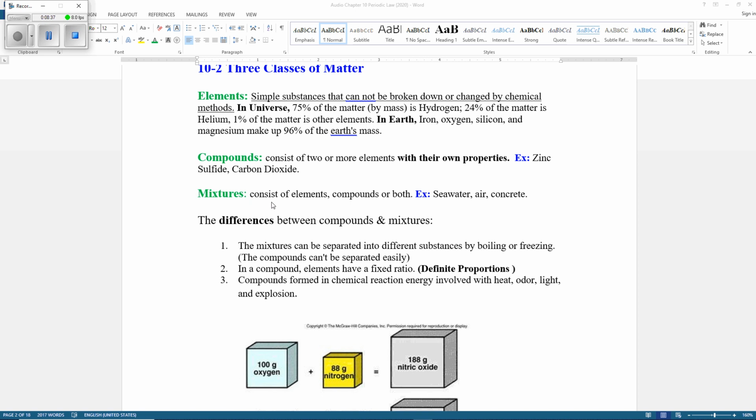A mixture is when elements or compounds combine physically. They just mix together, like seawater, air, and concrete. So remember a few examples. They are mixtures. They are not compounds. Like seawater: you have water of course first, and minerals and salts are mixed together.